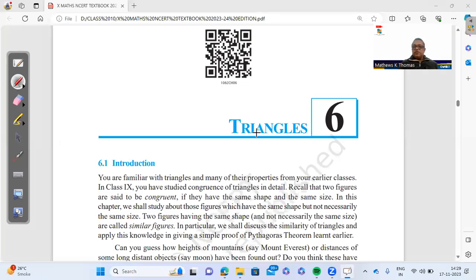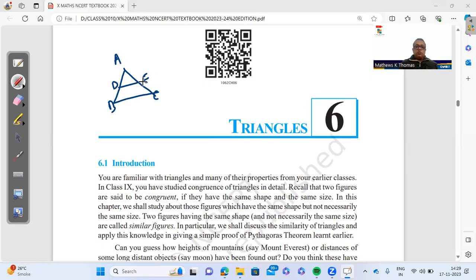Next, we have chapter 6, that is triangles. Now, triangles being a geometry chapter doesn't have any formulas. Of course, there is a theorem, that is the Thales theorem or the basic proportionality theorem. The proof of that has to be done. But as a formula, there is nothing. You have to know the basic proportionality theorem. Application of that will come.